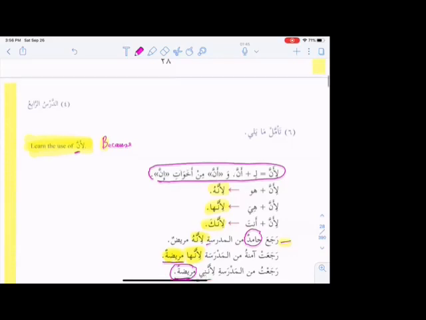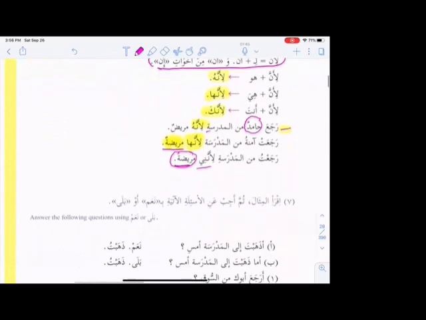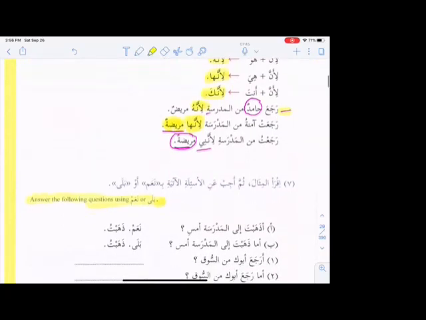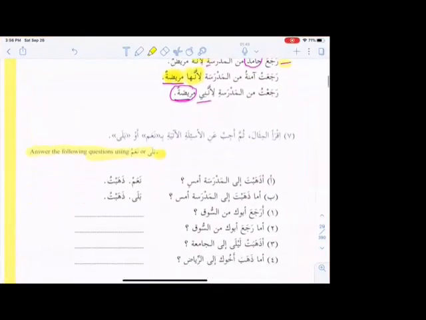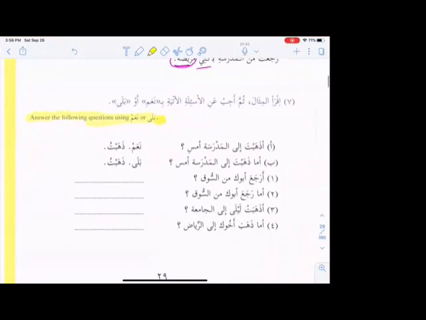So here we are, my brothers and sisters. Another. Answer the following question using naam and bala. Now, you have to understand one thing, my brother and sister. Whenever this thing is there, if there is no negation, then the answer will be like this. Azhabta ila al-madrasati amsi.